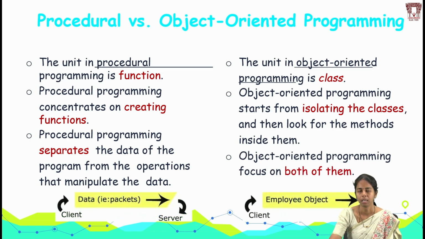You can see here in procedural, we have some client requirement. We are passing some packets to the server. Whereas in object-oriented programming, we create an object called an employee object. From the client, we are sending an employee object to the server.